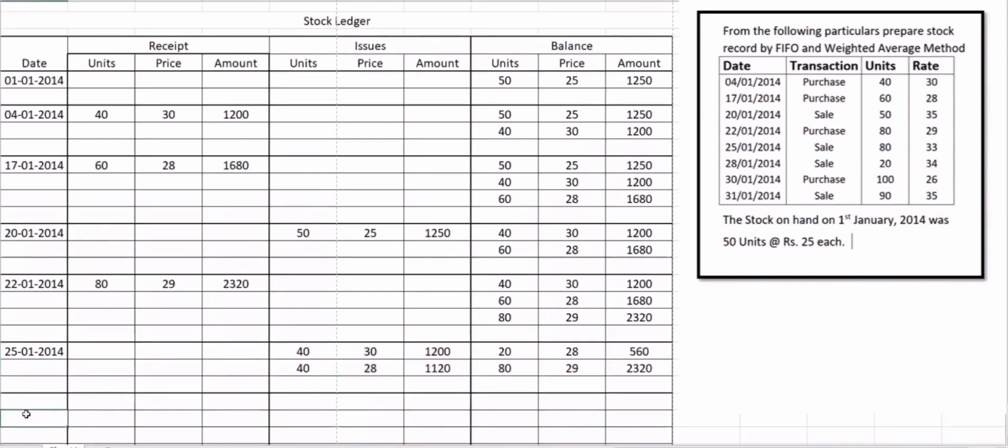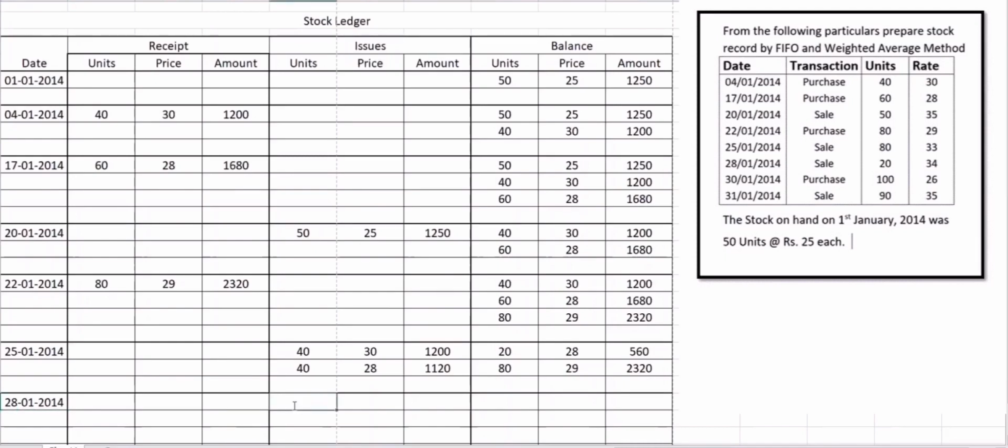Next transaction. After 25th, 28th again a sale. So 28th January 2014, we are selling units. How many units are we selling? We are selling 20 units. How many units are we having? We are having two lots. The first lot is of 20 units, the second lot is of 80 units. So they are asking for 20 units. That is why we will make the first lot empty.